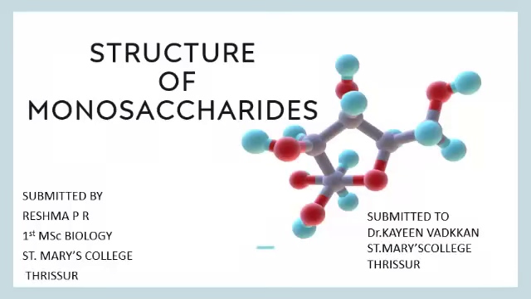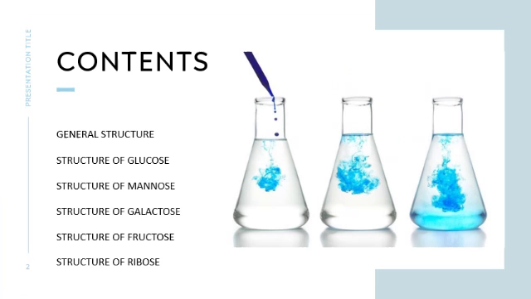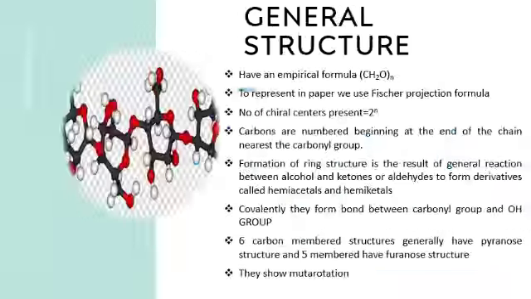Hello friends, I am going to discuss the structure of monosaccharides. Here we discuss a few examples of aldoses and one example of a ketose group. Here are the contents: general structure, structure of glucose, structure of mannose, structure of galactose, structure of fructose, structure of ribose. When we look into the general structure, they have an empirical formula of CH2O n to represent the structures.